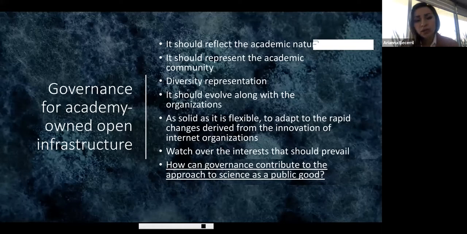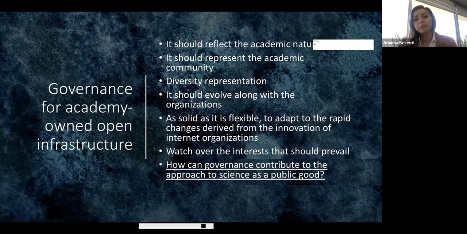So just to sum up some ideas and lessons learned from our work on governance building at these two initiatives: we have been trying to reflect the academic nature of these initiatives that we have somehow inherited from the Latin American region, but now that we are working internationally, we are trying to keep this academic nature and have a governance structure that is aligned with it.